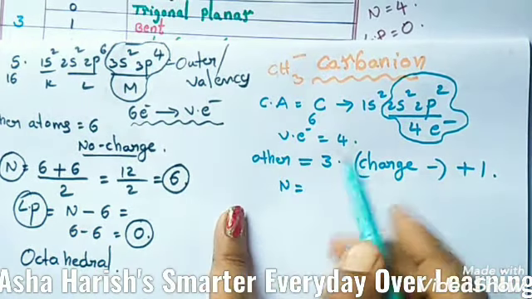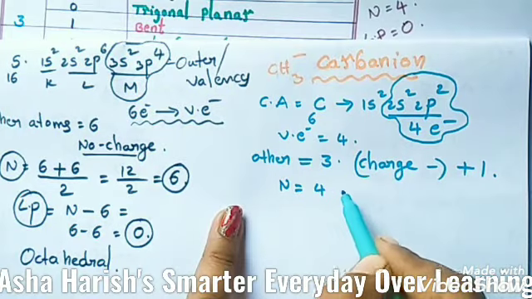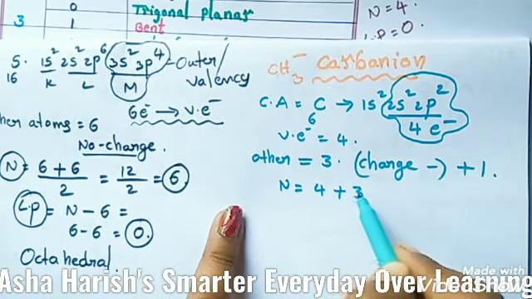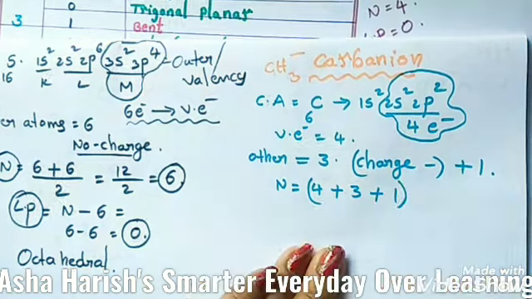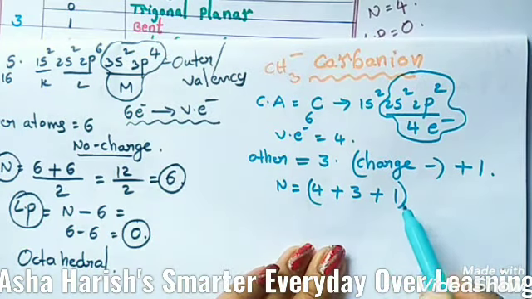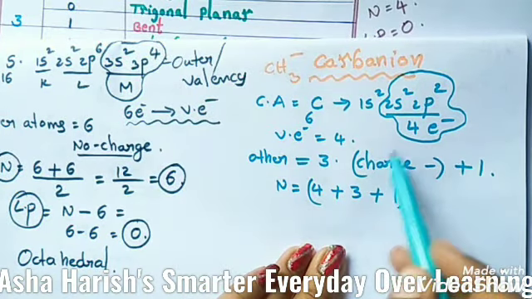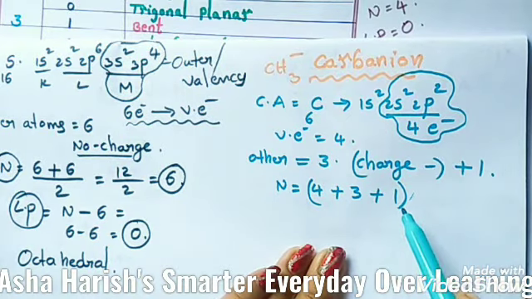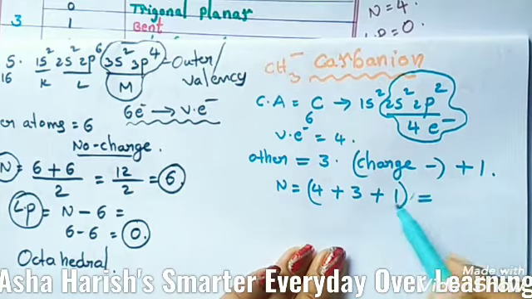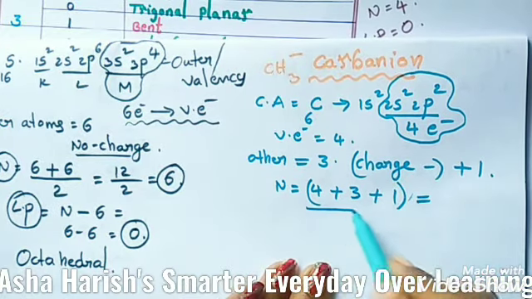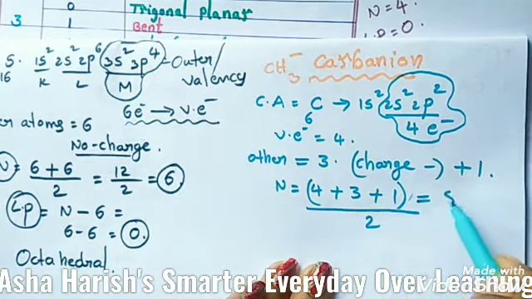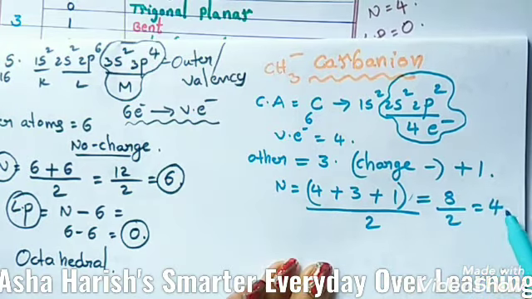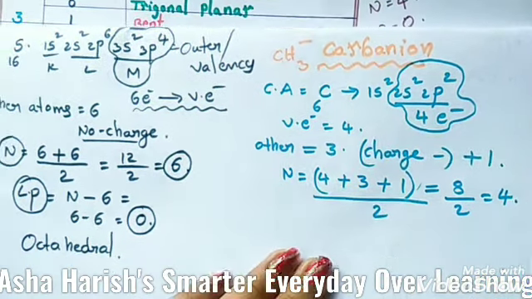Now n value: 4 valency electrons plus the number of other atoms, 4 plus 3 plus 1. 1 means basing upon the charge there is an anion, so you need to add plus 1 to this. Now 4 plus 3 plus 1 by 2, 8 by 2, finally 4 we have got as answer.